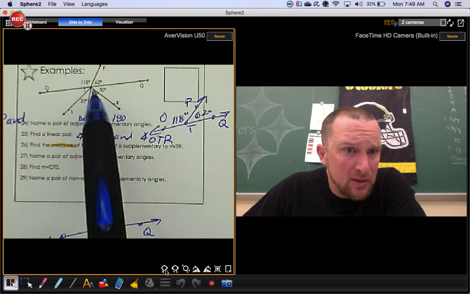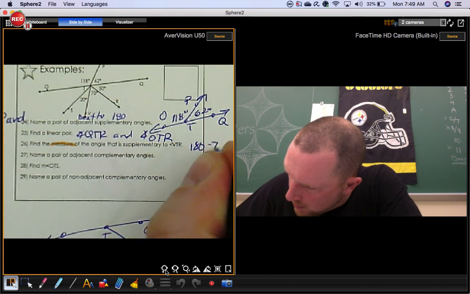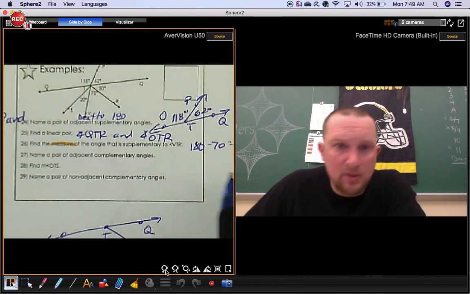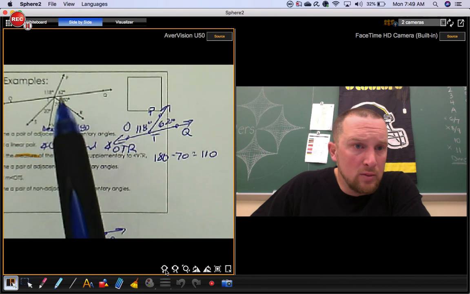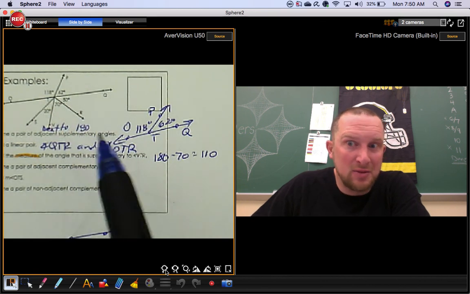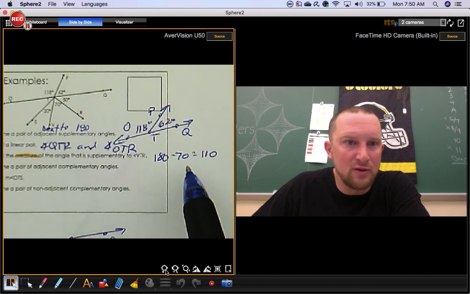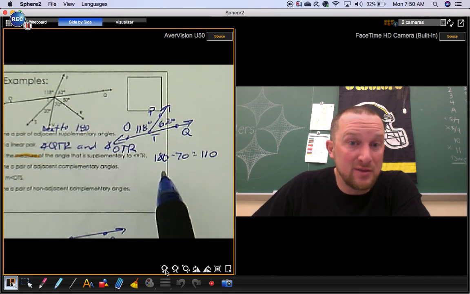What's the supplement of a 70-degree angle? It'd be 110 degrees. Now, maybe you can find a 110-degree angle in that diagram. Maybe you can't. That might throw you for a loop. There doesn't have to be a 110-degree angle up here. The answer to this question is 110, though.